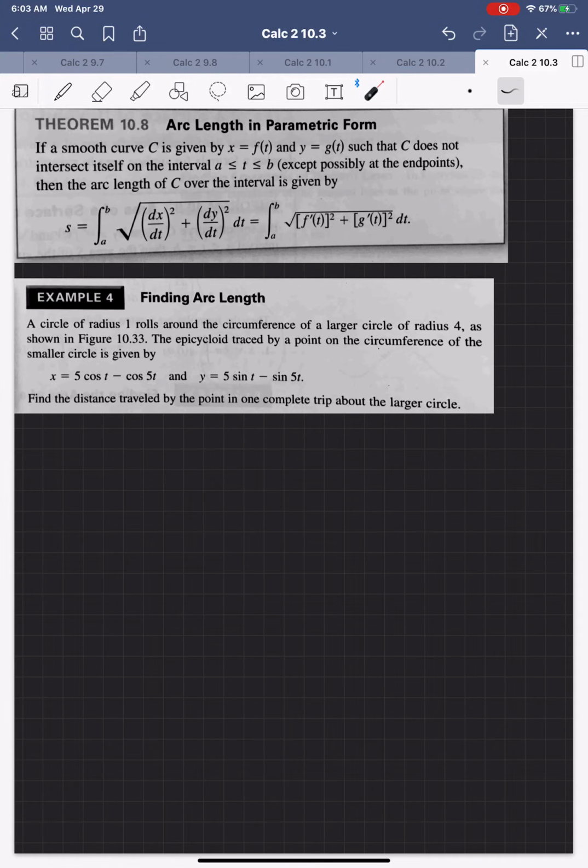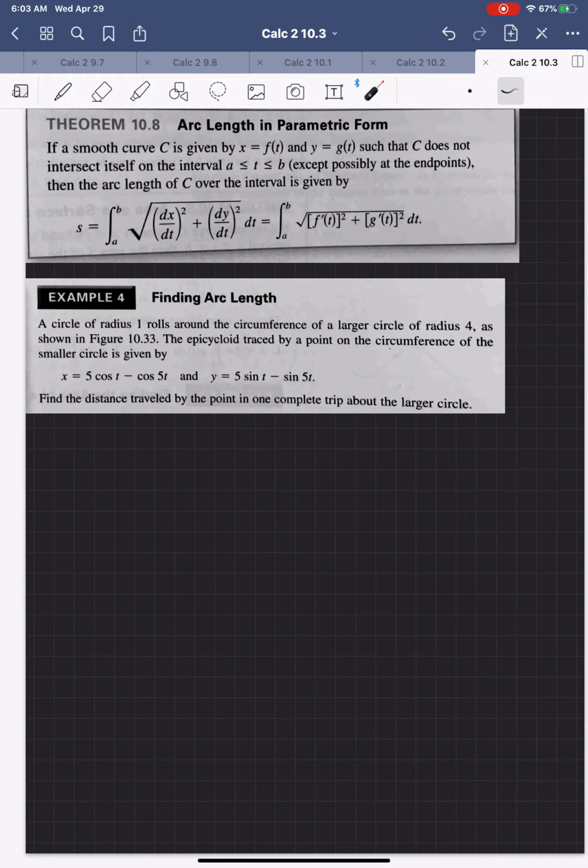So let me continue. As shown in the picture, the epicycloid that is traced by a point on the circumference of the smaller circle is given by the parametric equations. Now, what we want to do is find the distance traveled by the point in one complete trip around the large circle. So very cool. All right, I need to get some things out of the way.